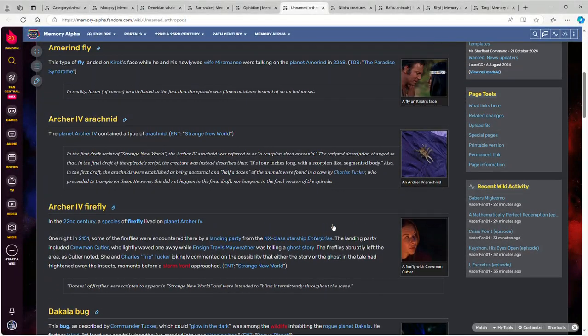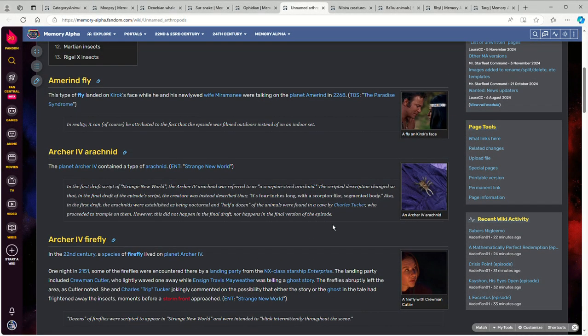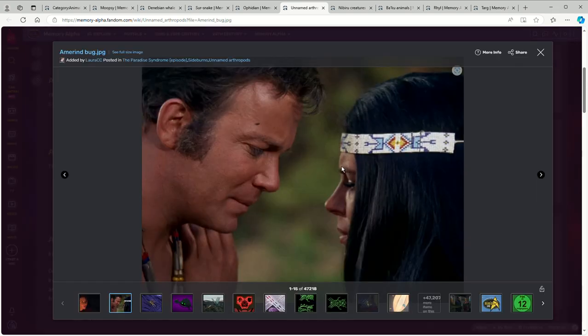But some of them might have some level of being hazardous. This one is amusingly here solely because they're filming outdoors, and when they filmed this close up of William Shatner's face, he happened to have a fly crawling on his forehead.